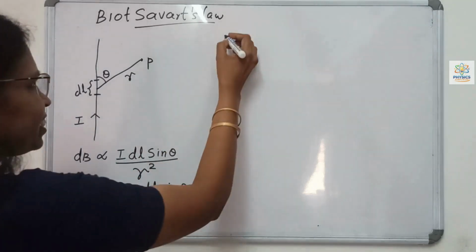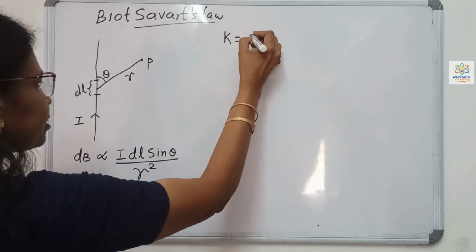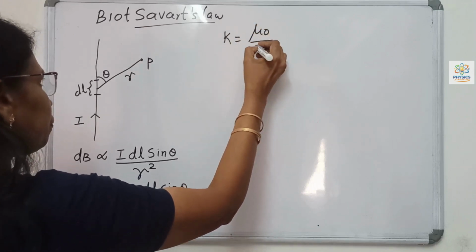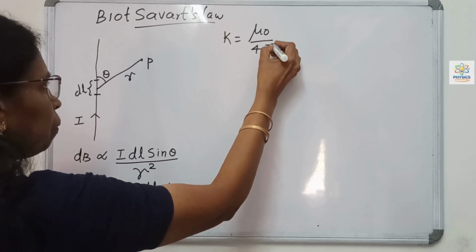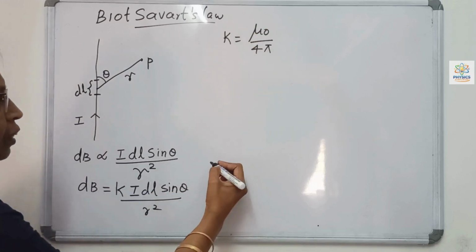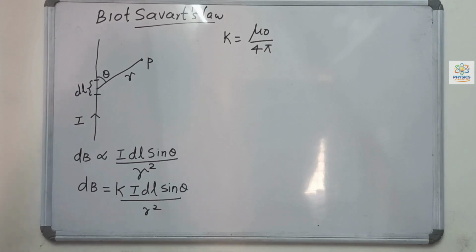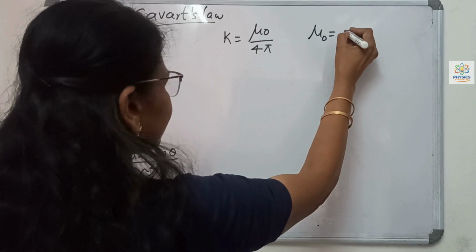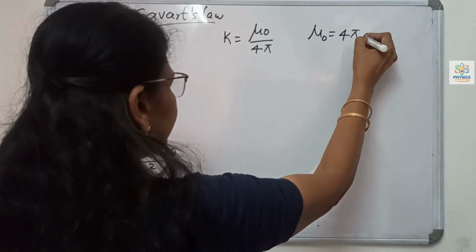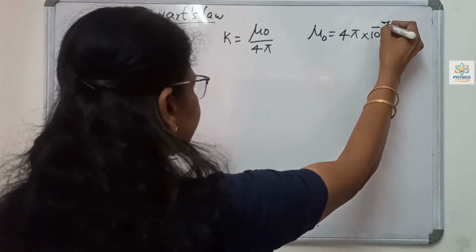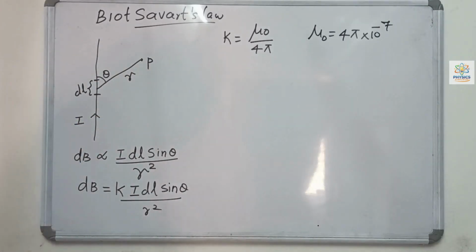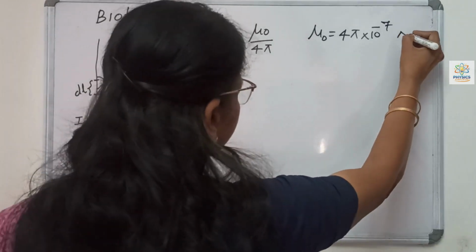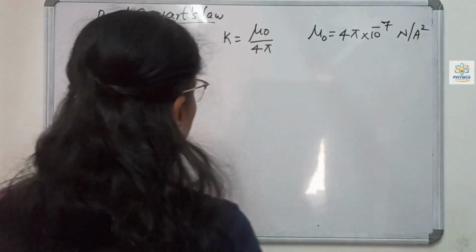The value of this constant K is equal to mu 0 by 4 pi. Mu 0 is said to be the permeability of free space. The value of this mu 0 is equal to 4 pi into 10 raised to minus 7. The unit of this constant is Newton per ampere square.